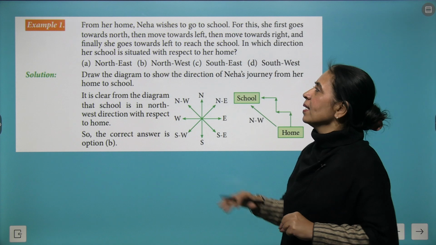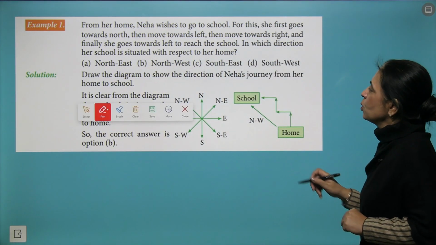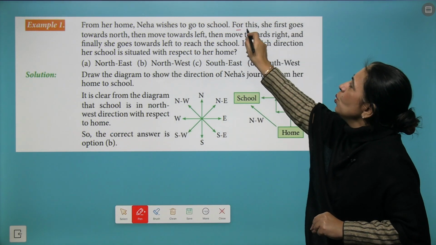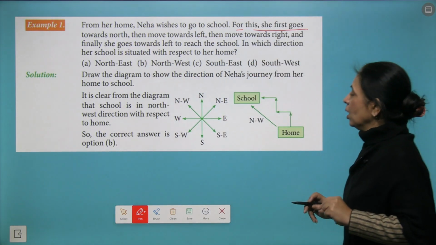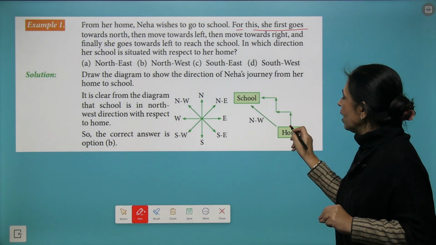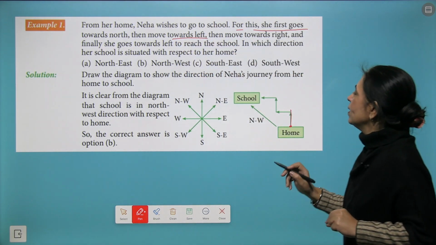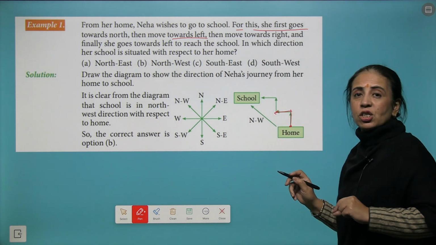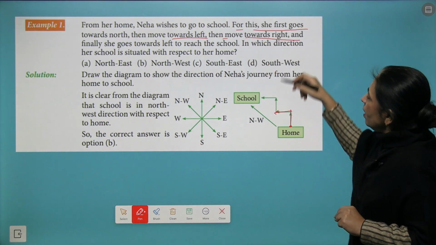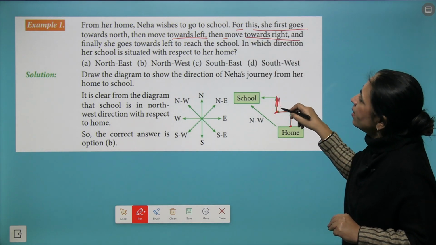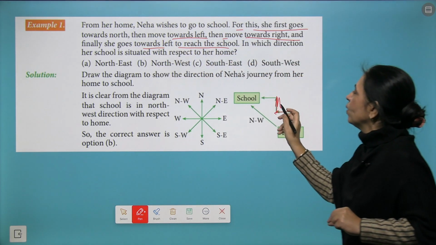Now let's look at this example. From her home, Neha wishes to go to the school. Now Neha is planning to go to the school. For this, she first goes towards north direction. So let's see, she is starting from home. She moves towards north direction. Then she moves towards left. So this is left direction. That means it's towards the west direction. Then move towards right. From here she turns to right direction, and finally she goes towards the left to reach the school.